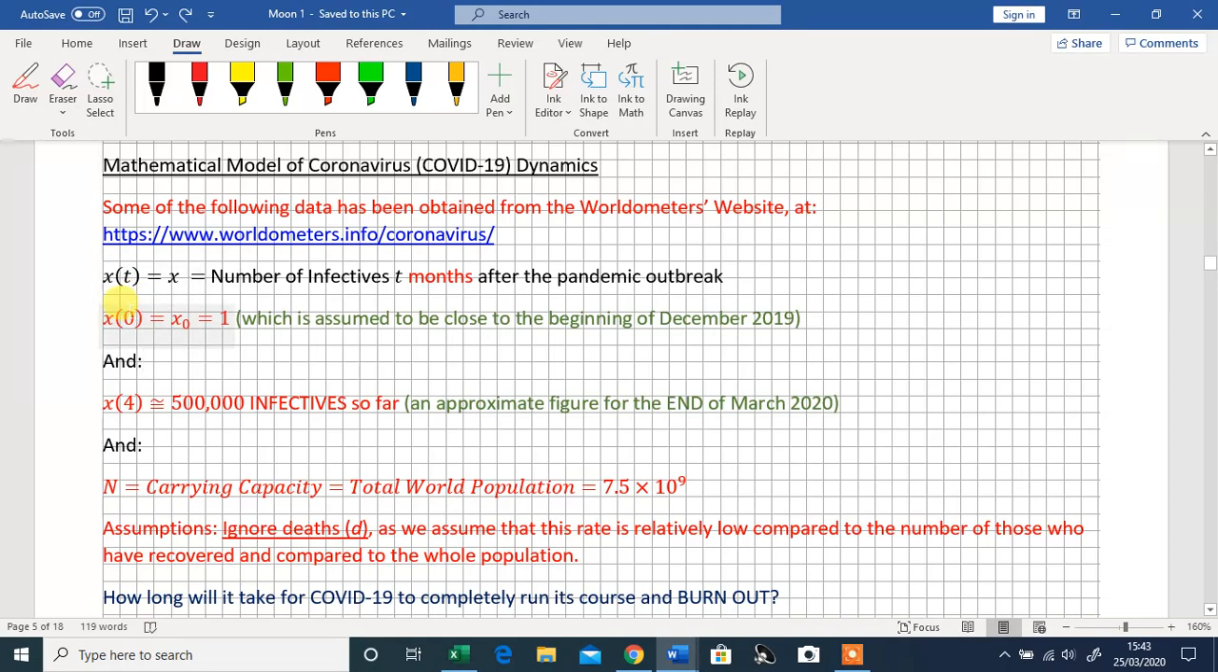Another piece of information we need is how many infectives are there now? Well, we're now 4 months on, roughly, and according to the Worldometer's website, there are almost 500,000 infectives. I think it's a little bit less than that at the moment, but by the end of March 2020, the number of infectives will be getting on for 500,000 across the world.